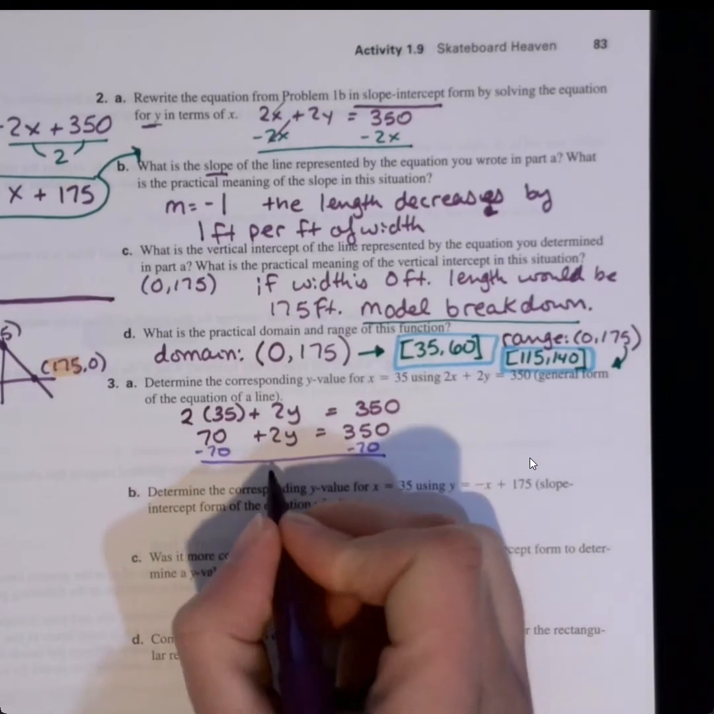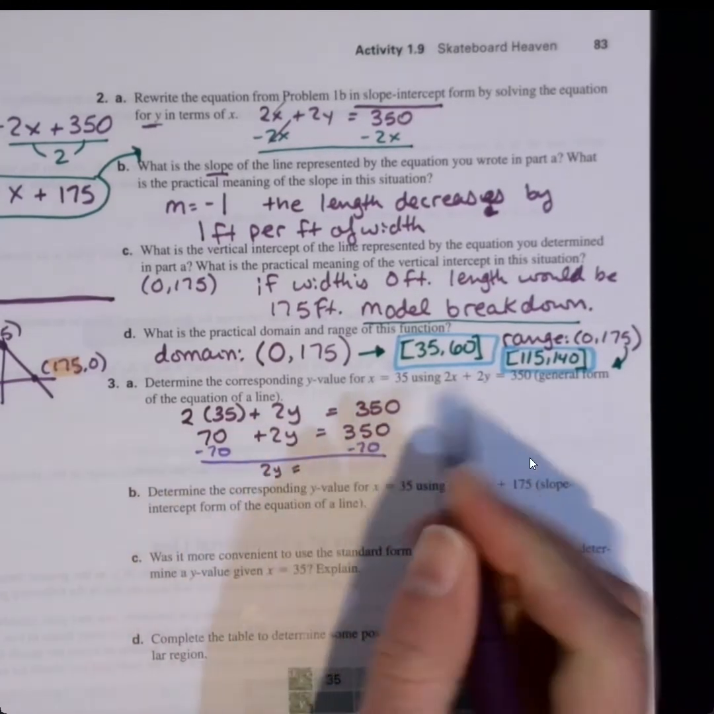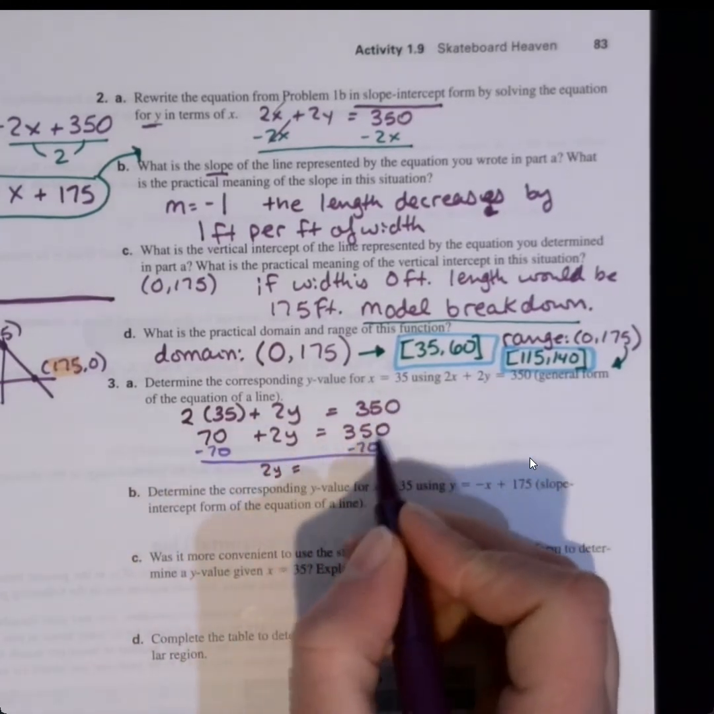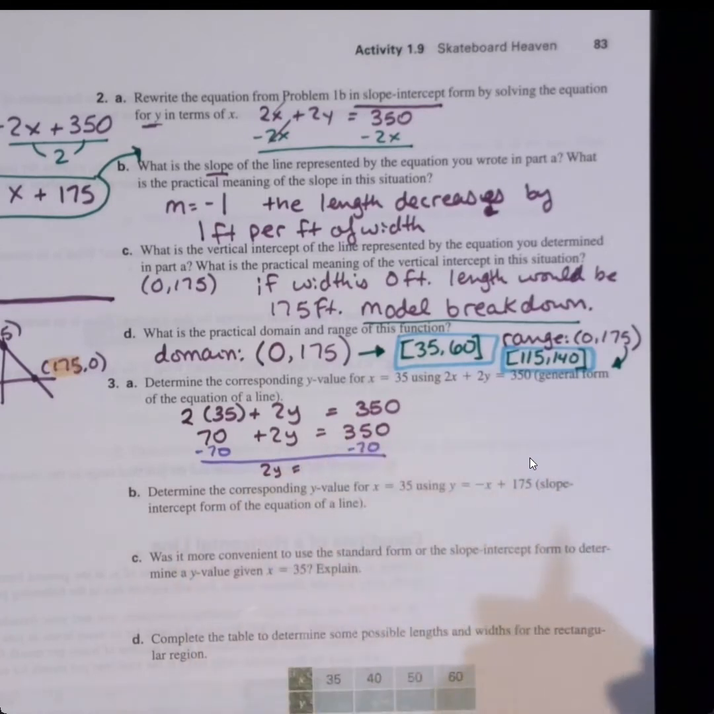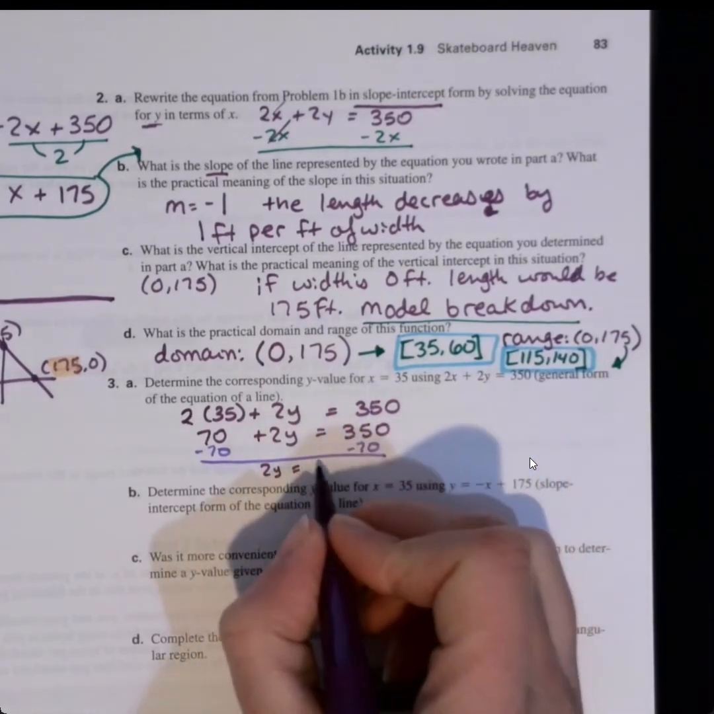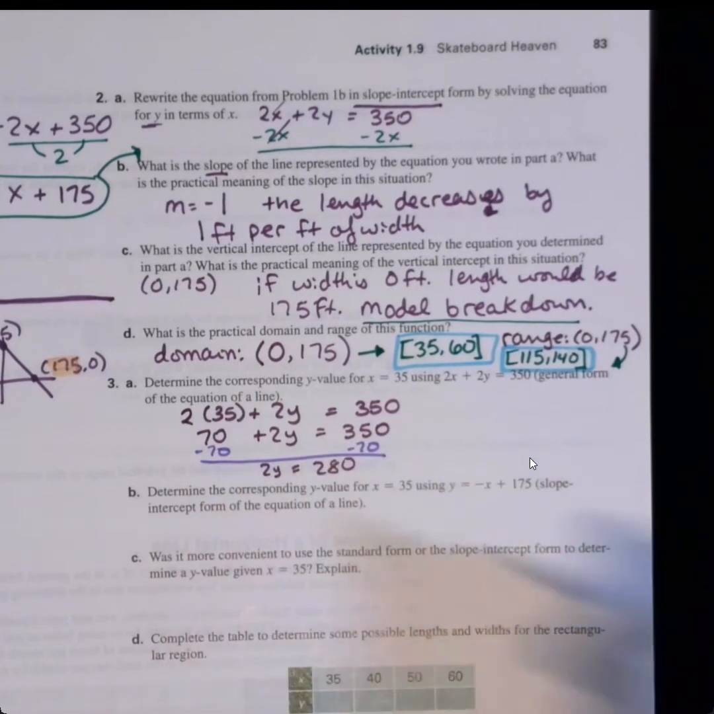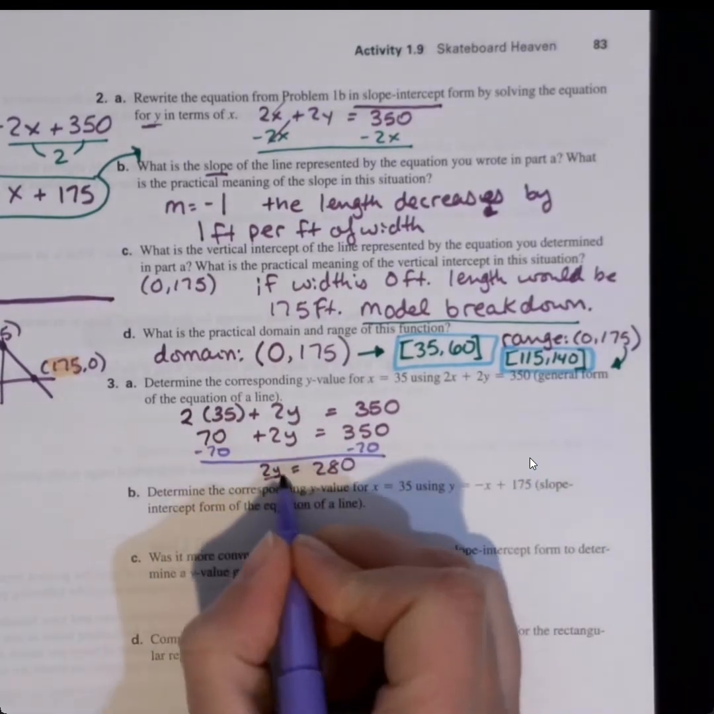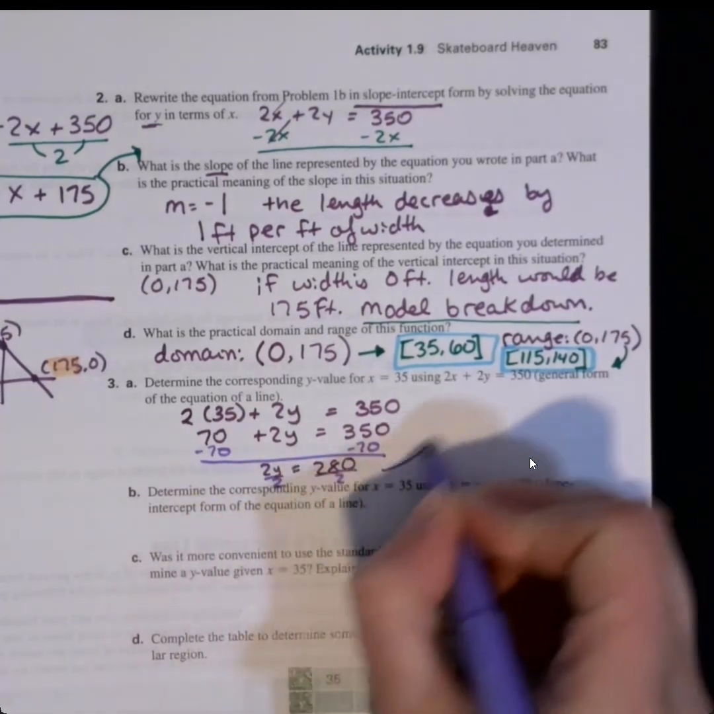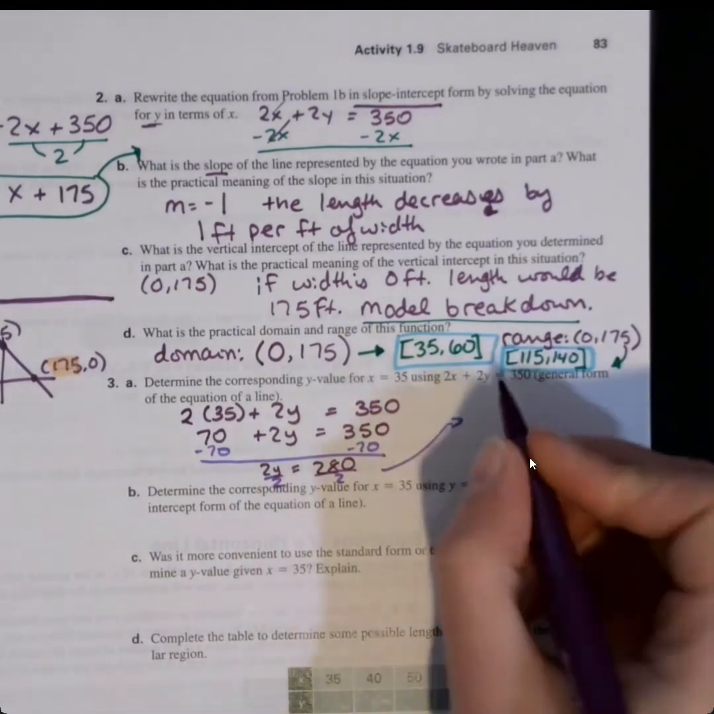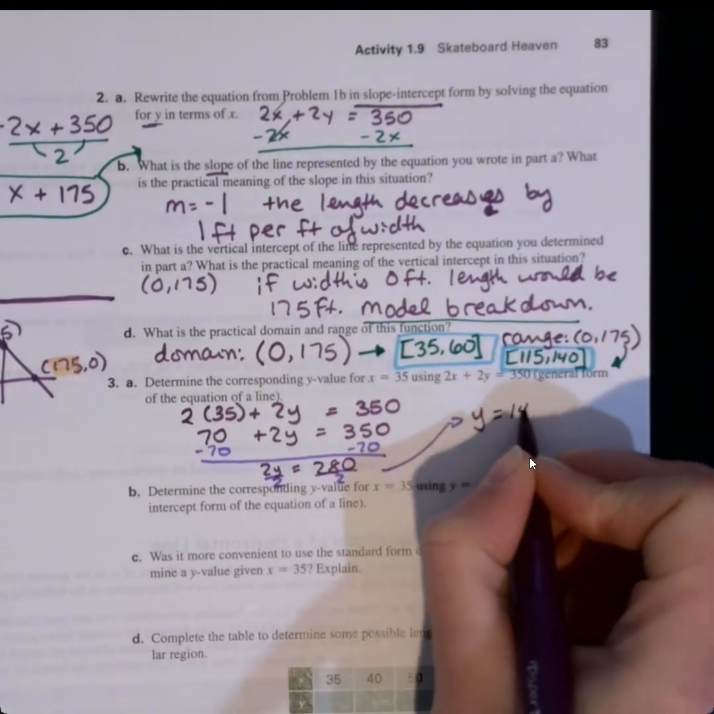And that gives me 2y equals, if I take away 70, I should be at 280. And then we'll divide both sides by 2 to get our y by itself. And so y would be equal to 140.